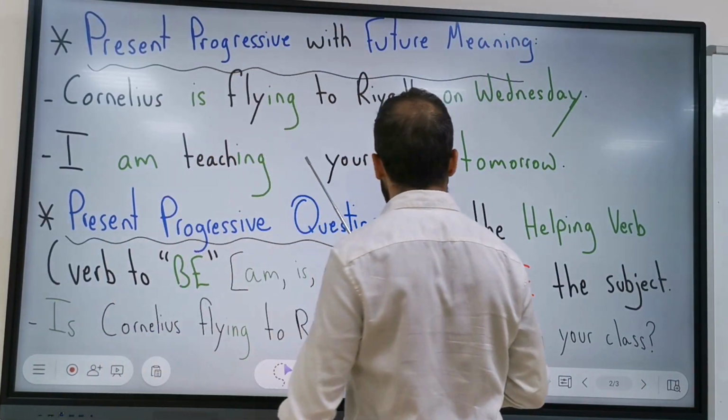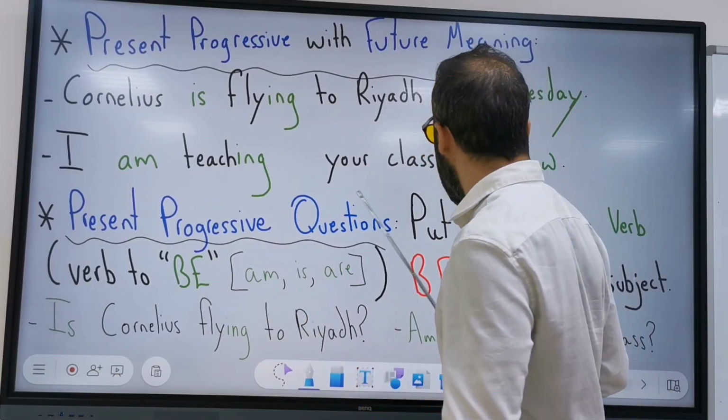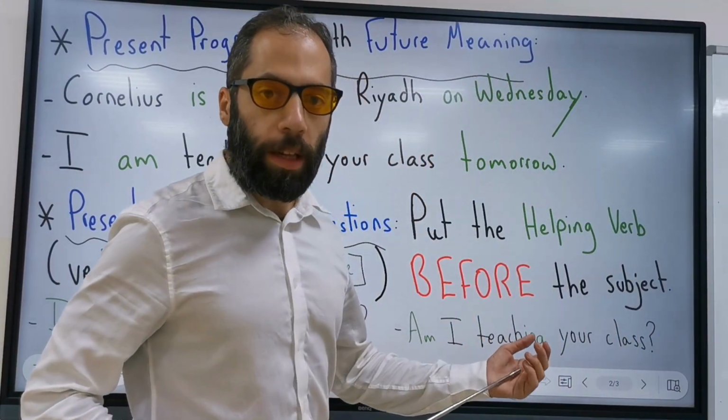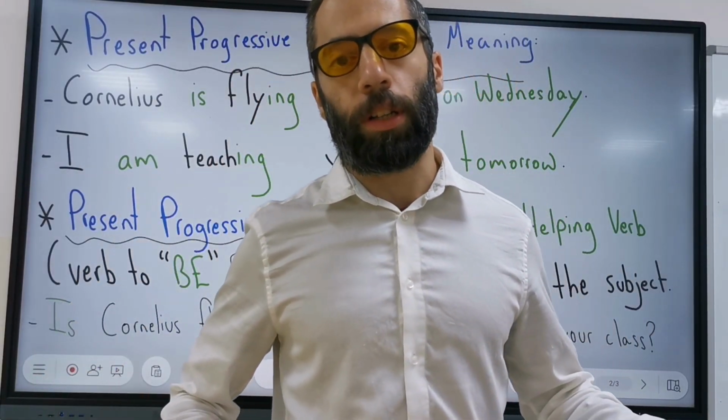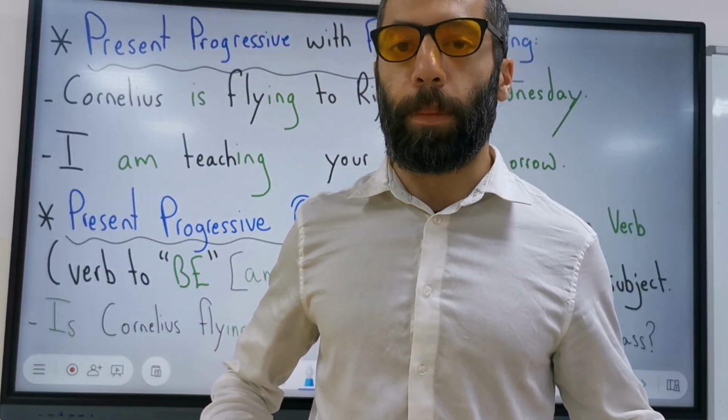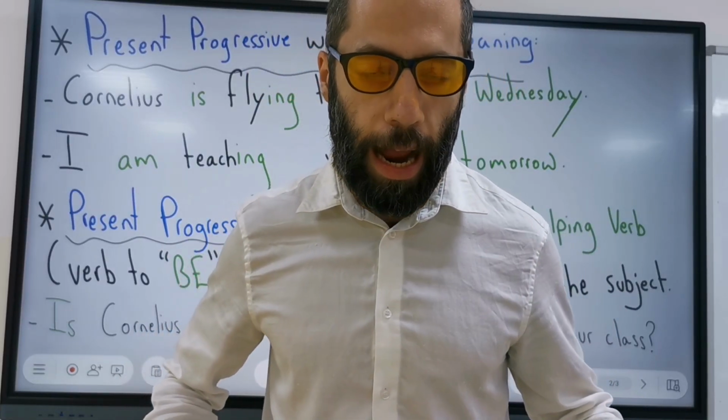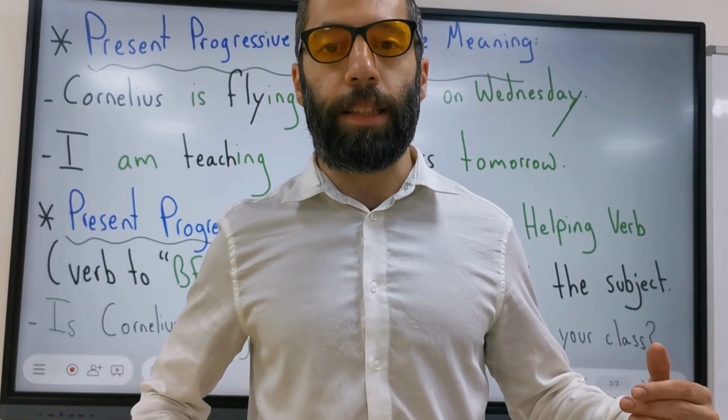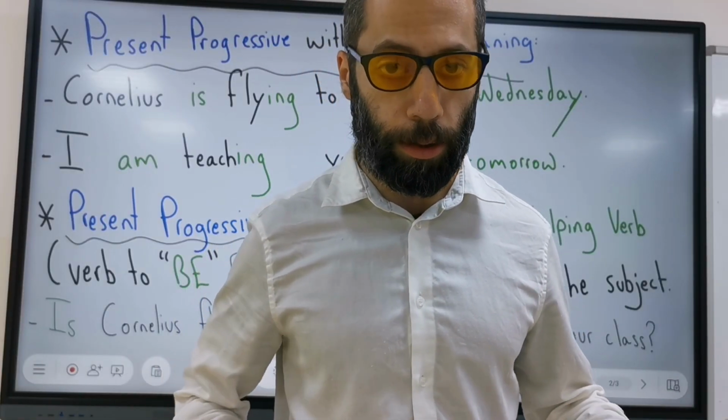I am teaching your class tomorrow. So here the key word, the time word is tomorrow, and I used the present progressive to talk about the future action, tomorrow. I am teaching your class tomorrow.